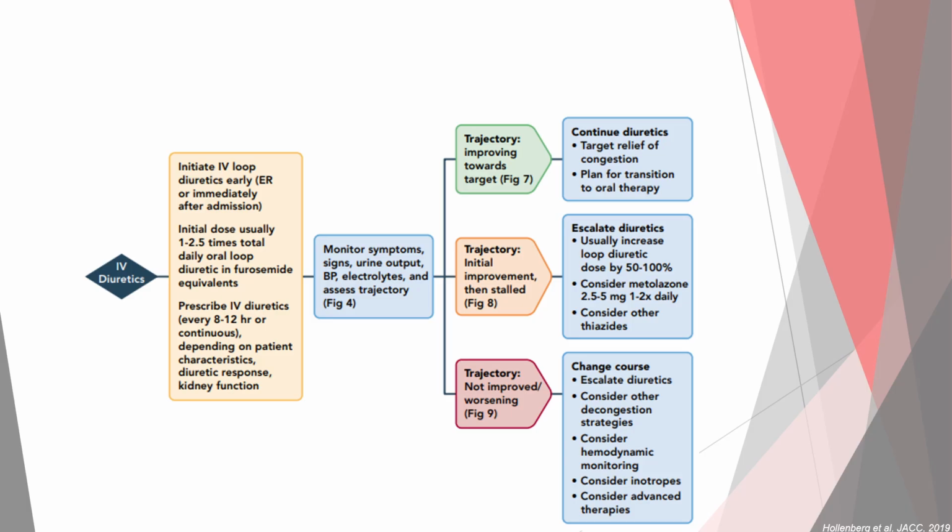Monitor symptoms, signs, urine output, blood pressure, electrolytes, and look at the trajectory. Is the patient's congestion improving? Continue, or plan to transition back to oral therapy. If it's stalled, then usually further increase it. Consider thiazide-based diuretic. And if it's worsening, escalate diuretics. Consider other decongestion strategies. Consider hemodynamic monitoring, consider inotropes, and consider advanced needs.